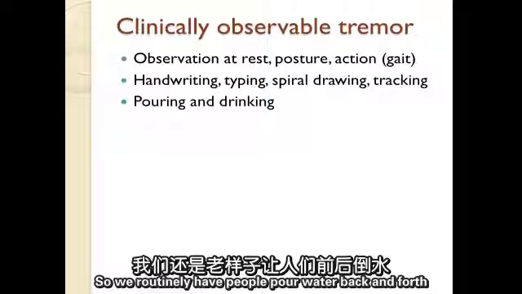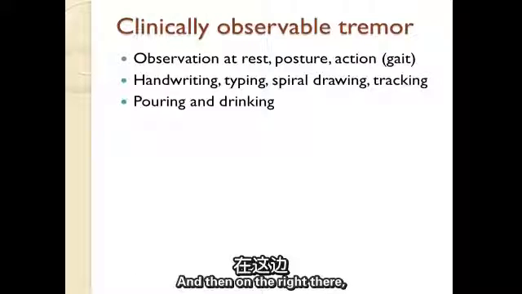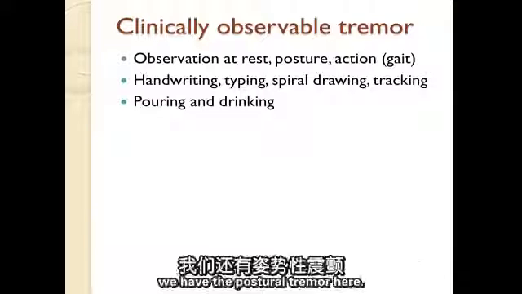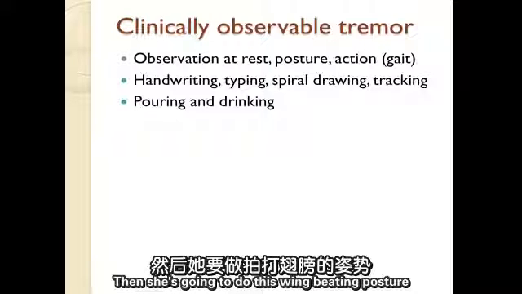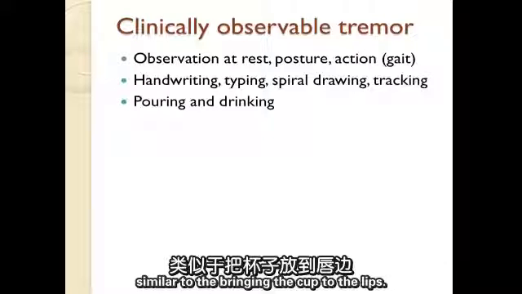So we routinely have people pour water back and forth. We tell them not to actually drink the stuff. And then on the right there, besides the writing and drawing the spiral that you saw, we have the postural tremor here. You also observe it at rest. You observe it during gait. And then she's going to do this wing beating posture, which is similar to this in just a moment, similar to bringing the cup to the lips.